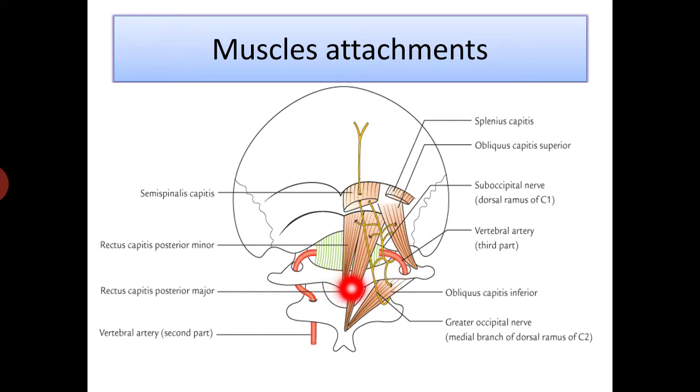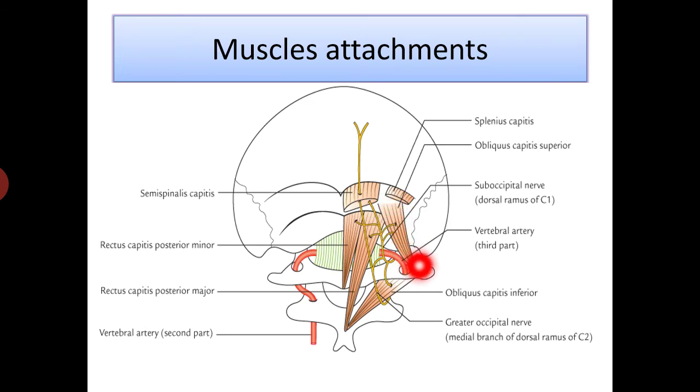Here you can see this is the posterior tubercle of the atlas vertebra, and that will have the origin of rectus capitis posterior minor. Okay, then you will find over the transverse process the origin of the oblique capitis superior muscle, that arises from the posterior part of the transverse process of the atlas vertebra. While on the anterior part of the transverse process, there is the origin of the rectus capitis lateralis, that arises from the anterior part of the transverse process.